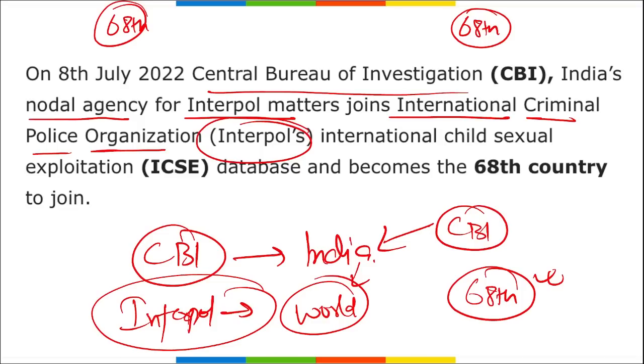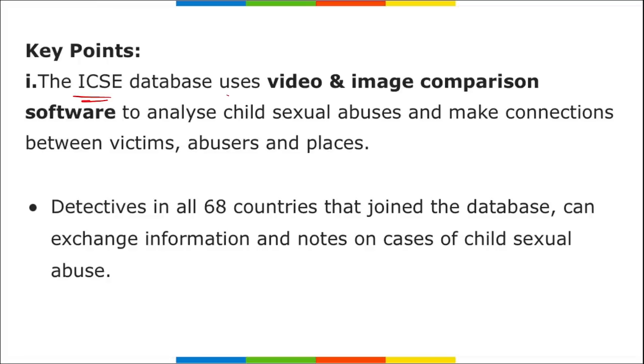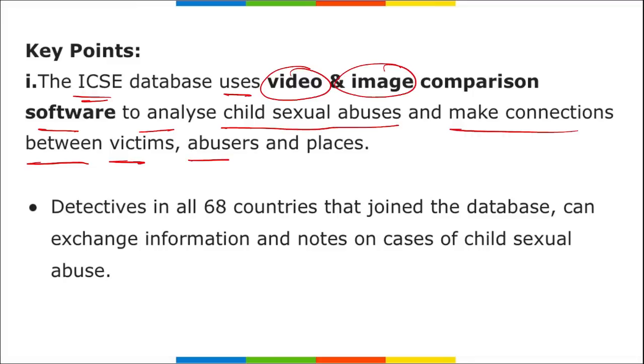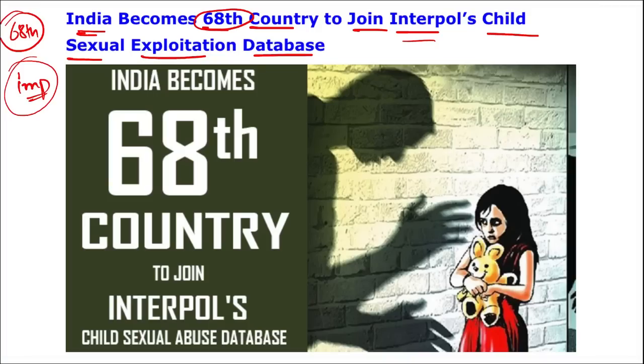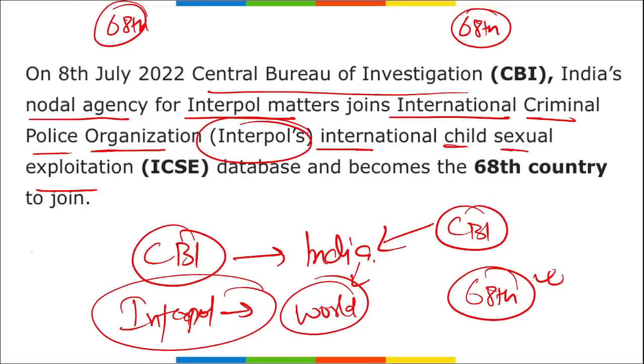Here, ICSE. What is ICSE? International Child Sexual Exploitation Database. The ICSE database uses video and image comparison software to analyze child sexual abuse and make connections between the victims, abusers and the places in order to solve that particular case. Detectives in all 68 countries that joined the database can exchange information and notes on cases of child sexual abuse. So you have to remember this. India became which country? India became the 68th country to join Interpol's child sexual abuse database, that is your ICSE database.